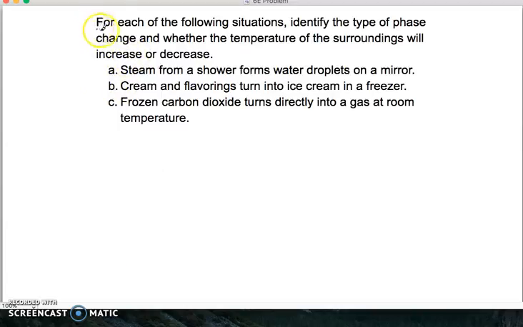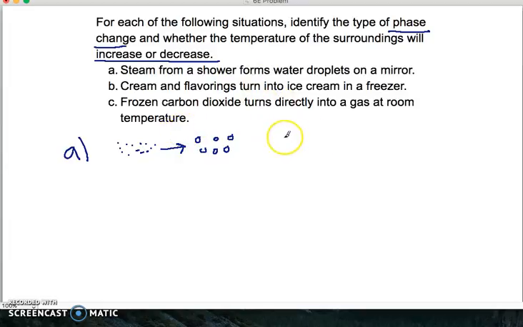For each of the following situations, it's saying identify what the phase change is, and then whether the temperature of the surroundings is going to increase or decrease. So two things: what's the phase change? What's going to happen to the surroundings? So now 1A, you have steam from a shower forming water droplets on a mirror. So you have a gas forming a liquid. That is called condensation.